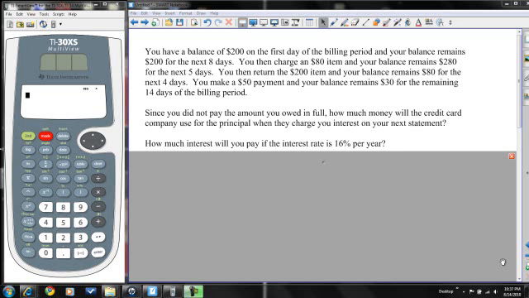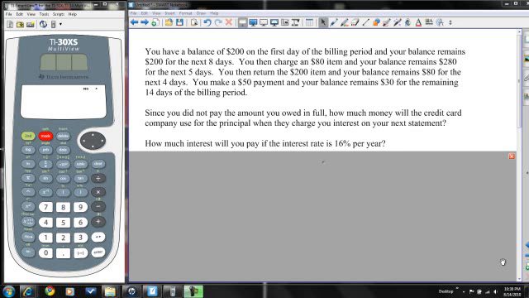You then return the $200 item, and your balance remains $80 for the next 4 days. You make a $50 payment, and your balance remains $30 for the remaining 14 days of the billing period. Since you did not pay the amount you owed in full, how much money will the credit card company use for the principal when they charge you interest on your next statement?